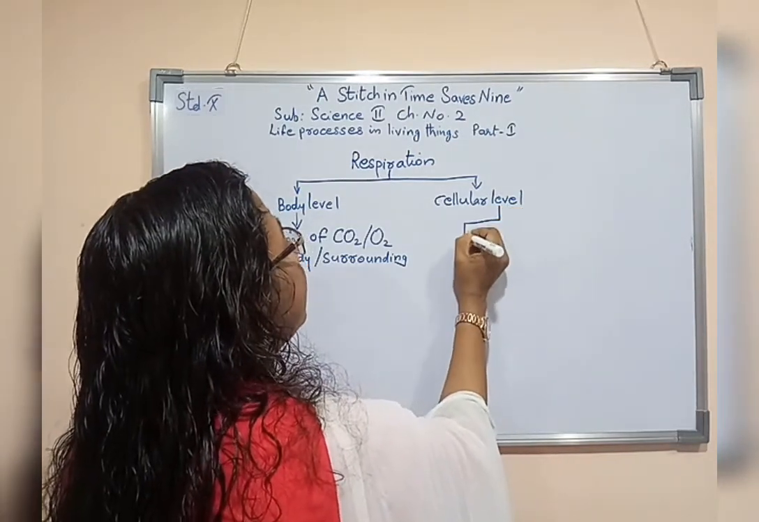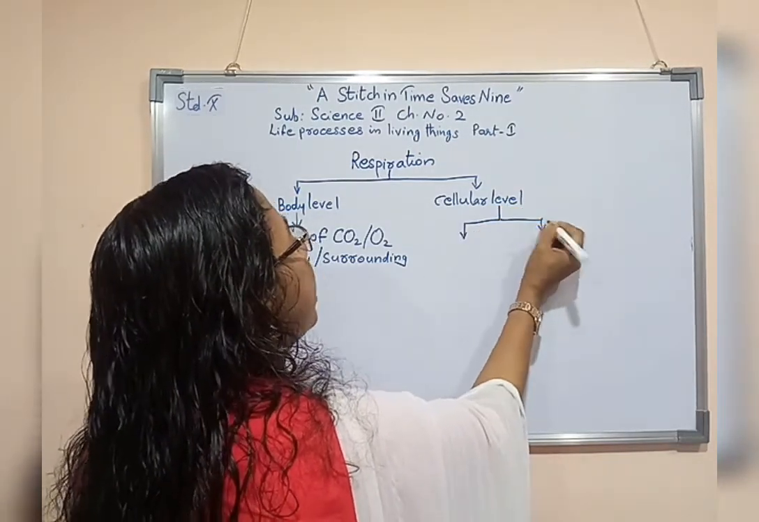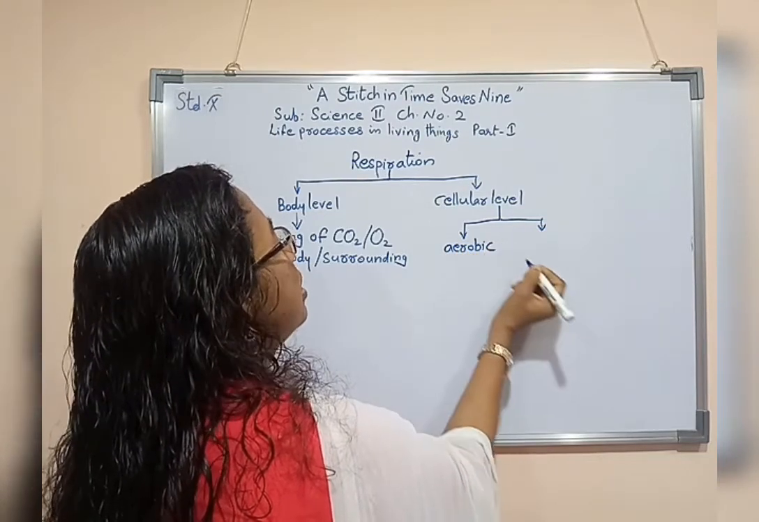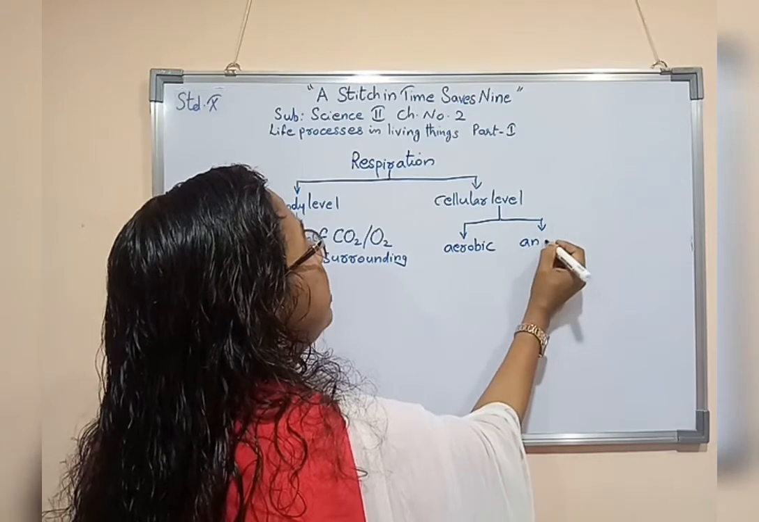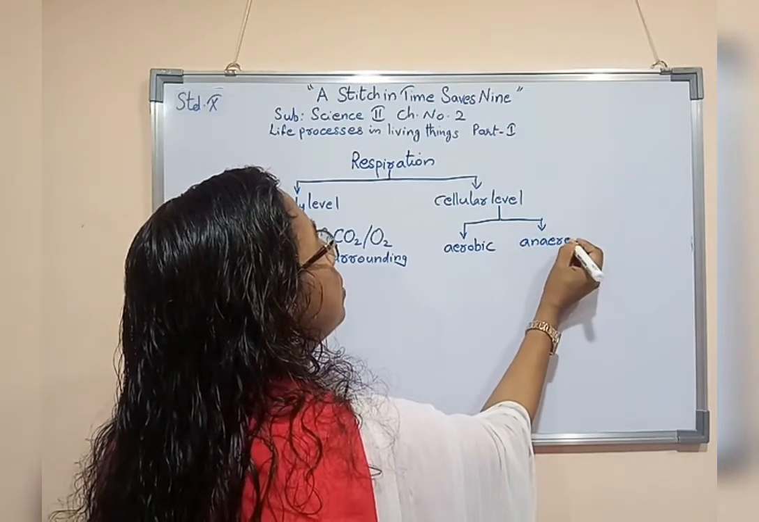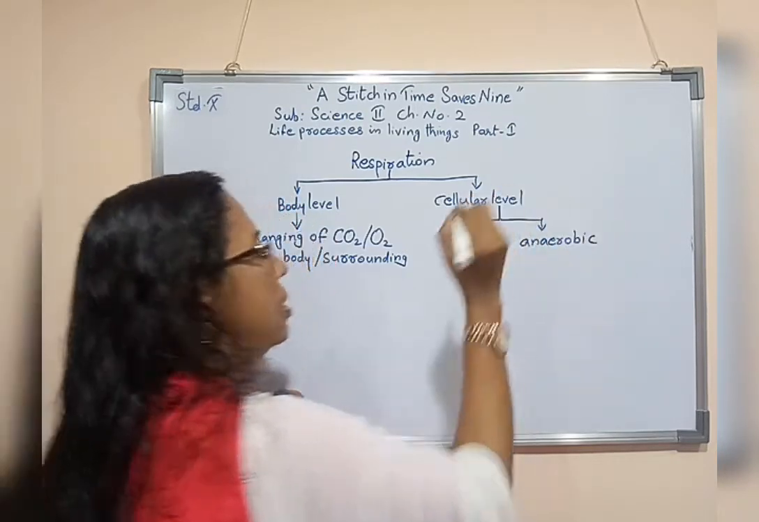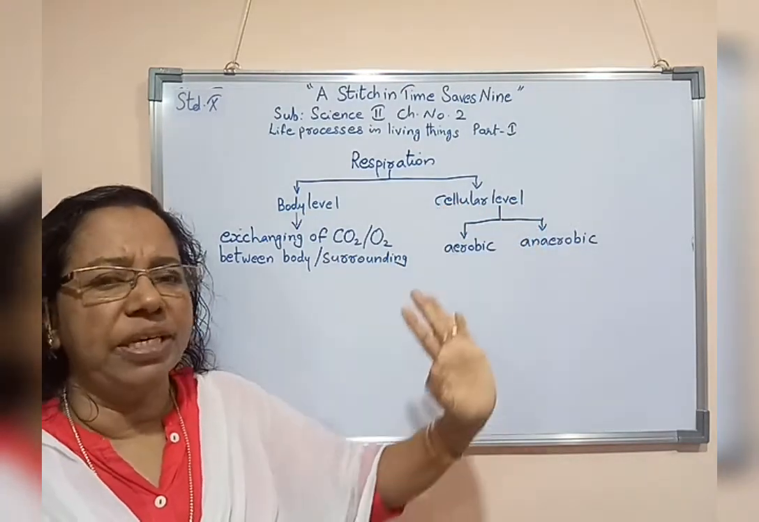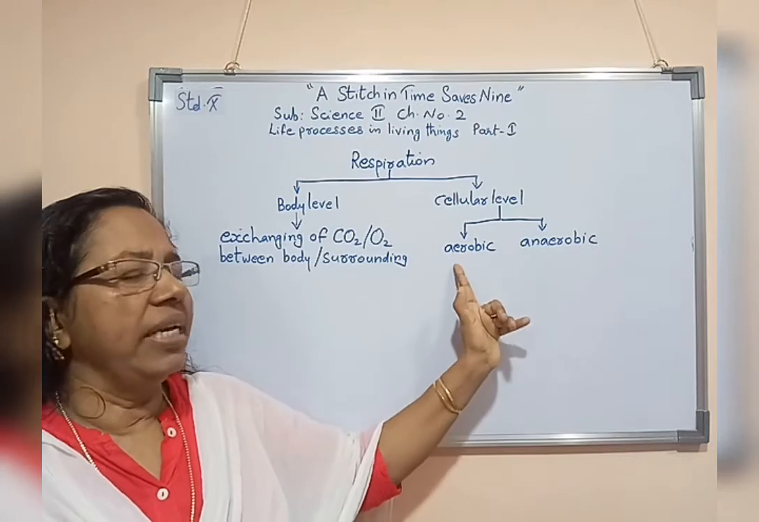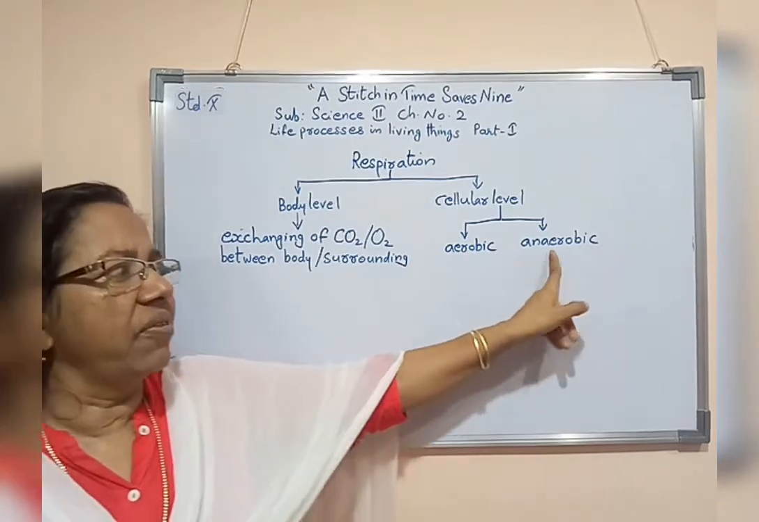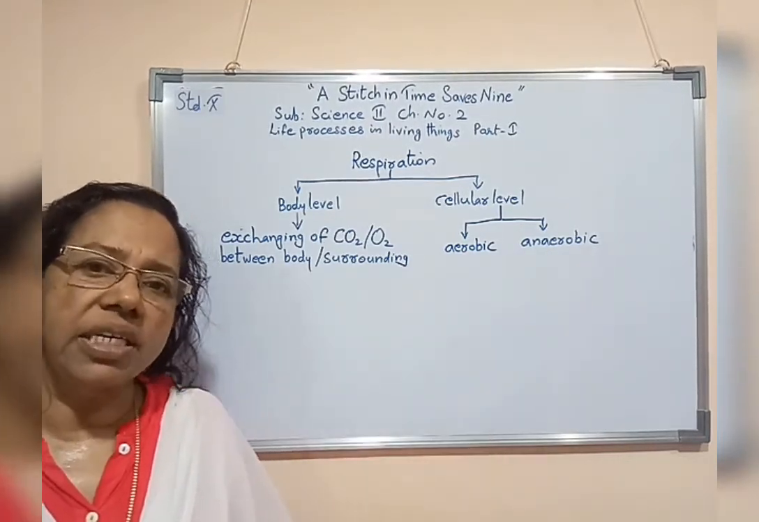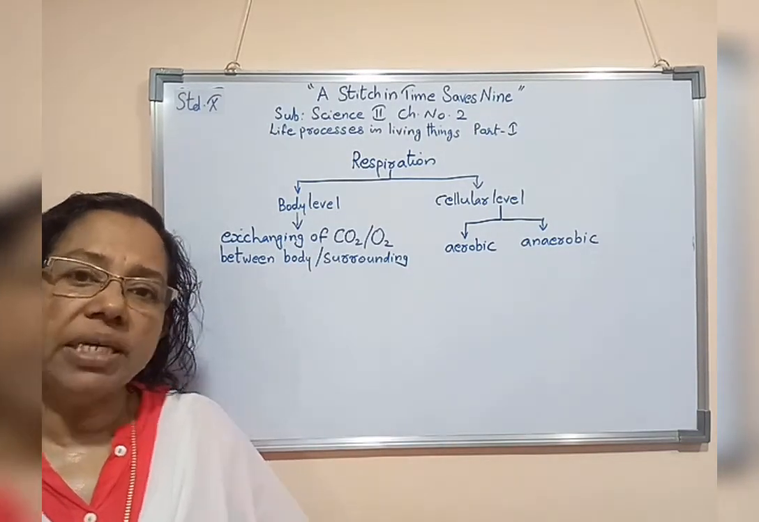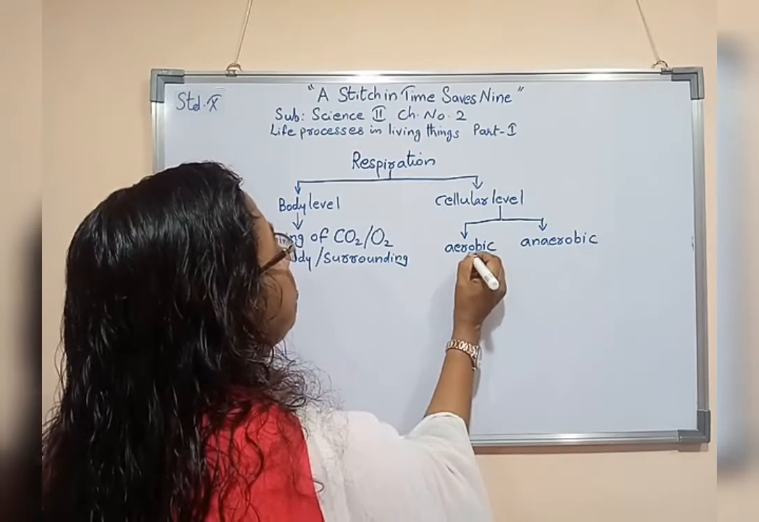Now we come to cellular level respiration. Cellular level respiration is of two types. They are aerobic respiration and anaerobic respiration. One is aerobic respiration, the other is known as anaerobic respiration. Now we are going to study in detail about aerobic respiration.